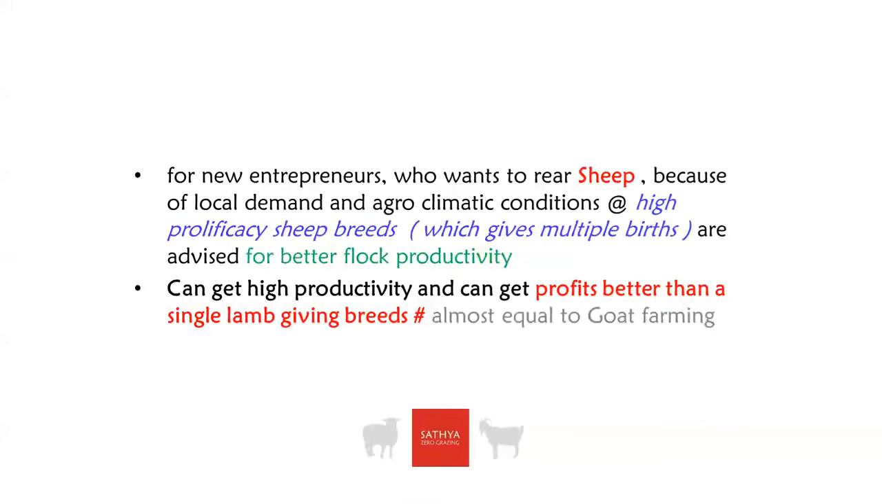Here is one advisory for beginners. For new entrepreneurs who want to rear sheep, because of local demand and agroclimatic conditions, high prolificacy sheep breeds, which give multiple births, are advised. If sheep breeds are to be maintained, it is better to keep high prolificacy sheep breeds to get better flock productivity. Because of multiple births, one can get high profits compared to single lamb giving breeds. So it is always better to keep high prolificacy breeds for high profits.